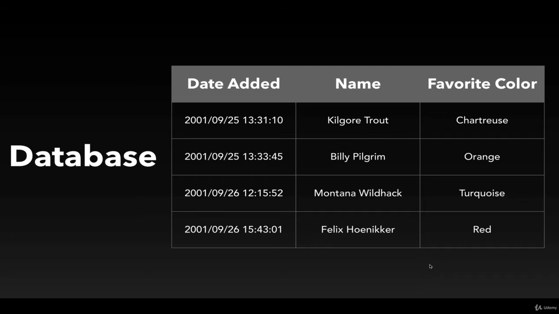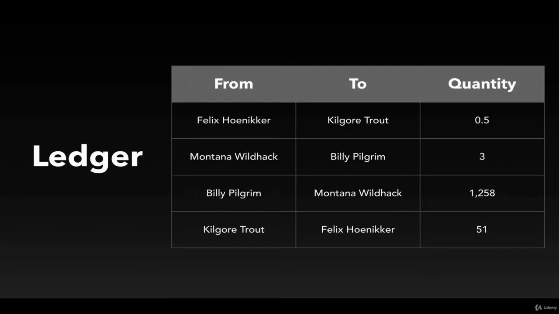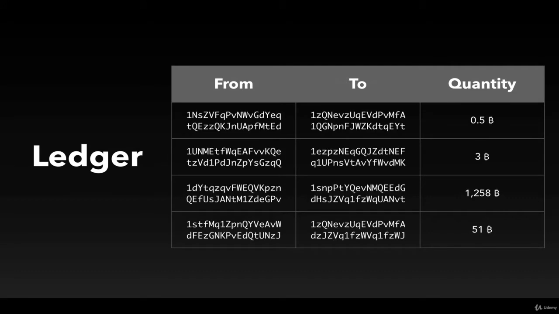Yeah. Anyway, Bitcoin has a very important database called the ledger. It's a distributed ledger, and this is a simple ledger here. This extends our rainbow coin example, where we have Felix and Kilgore and Billy in Montana, and they are exchanging something. Let's pretend this is just rainbow coin. Now, Bitcoin's looks quite similar. However, the actual contents of the from and the to fields aren't names, they are addresses.